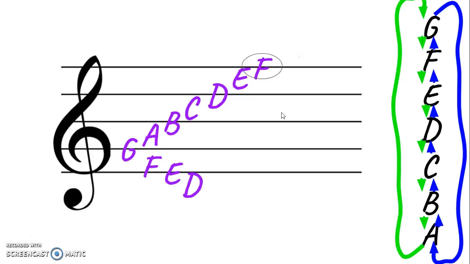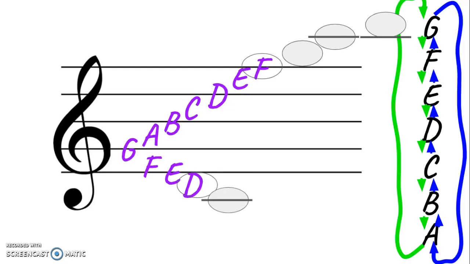So F is on a line right there. The next one up has to be on a space. The next one has to be on a line. We have to make that ledger line. The next one would be on a space, and so on and so forth. You keep just adding lines. Same thing going down. We see that D is on a space. The one beneath that has to be on a line, a ledger line. The one beneath that is going to be a space. The one beneath that is another line. So you keep adding lines, but you always have to go line, space, line, space.